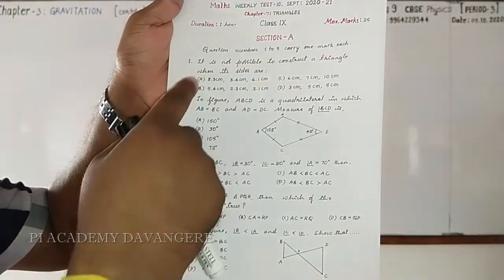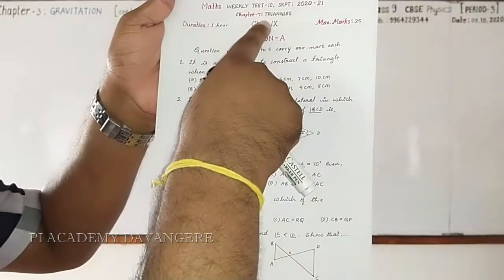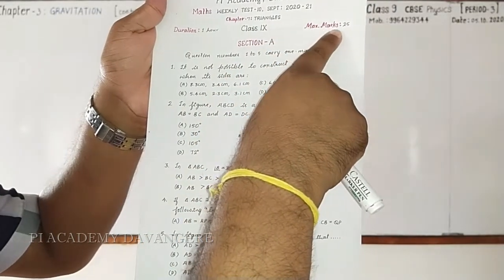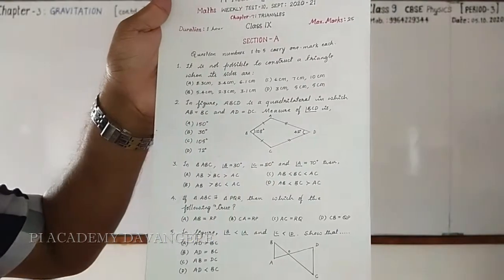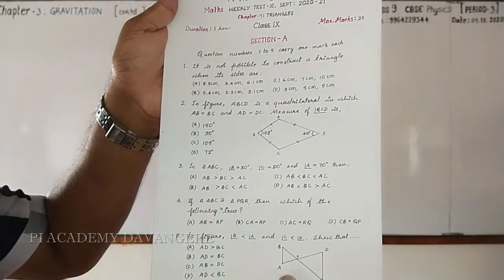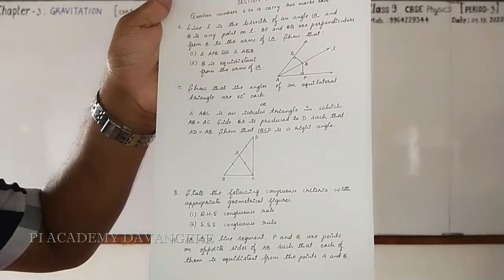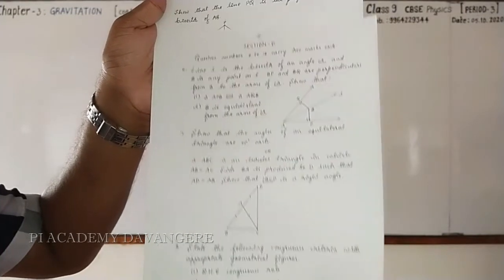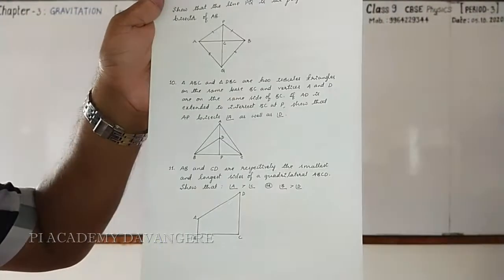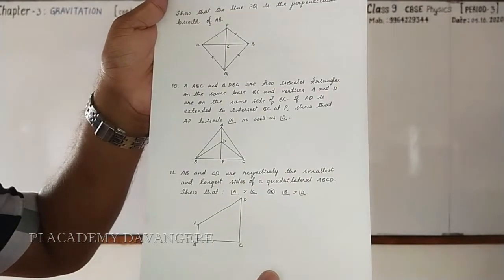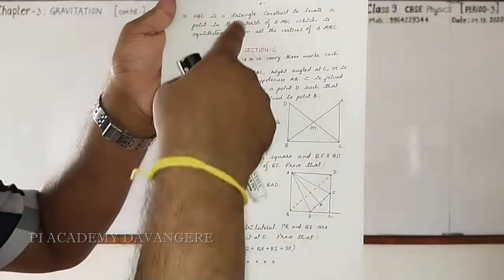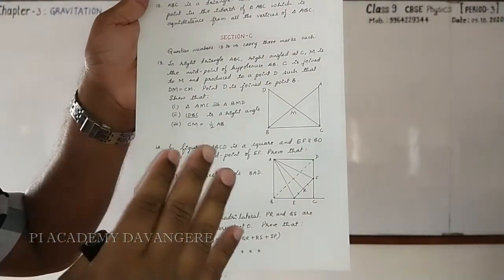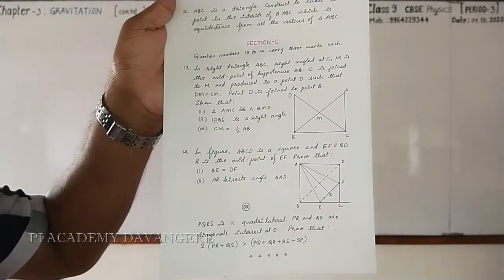This is last week's question paper, and the test was conducted on the chapter Triangles for 25 marks. These are the questions on the first page, and these are the second page questions. This is the third page. And these are the questions on the fourth page. Again, take screenshots of all of these and use them for practicing.